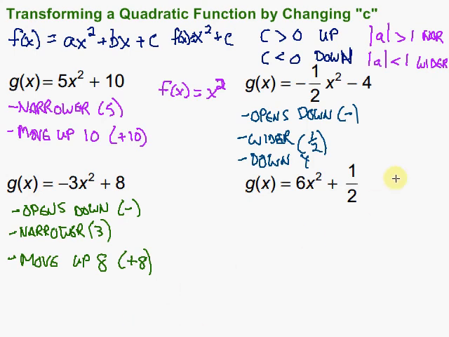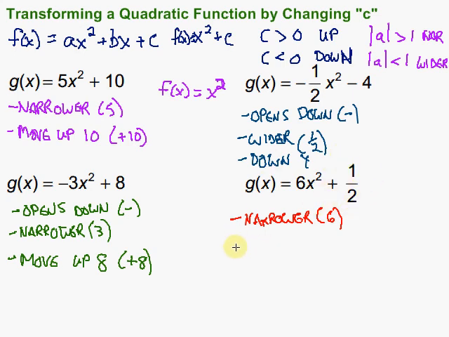Okay, one last one here. For this one, we have the changes that we notice. Well, look here, we've got a 6. So what's that mean? Well, that's larger than 1, so the graph's going to be narrower than the parent. Okay, and that's because of that 6 sitting there. It's positive, so it's not going to open down, it's going to open up just like the parent.